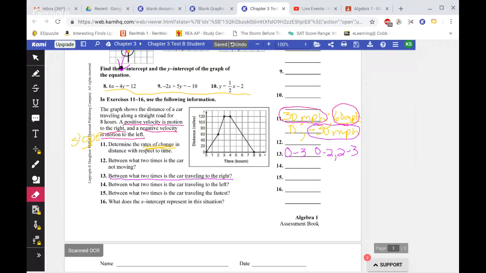All right, so between what two times is the car traveling to the left? The negative slope. I think I said 4 to 8. 4 to 8. Does everyone see that? That is correct. Is there anybody who's struggling with that? From here to here, you have a negative velocity.